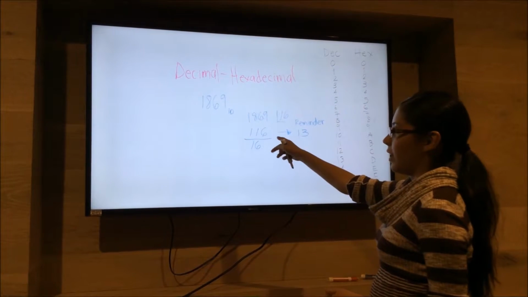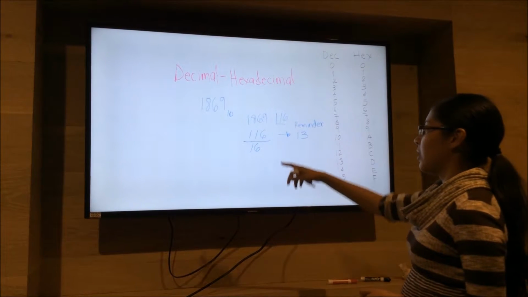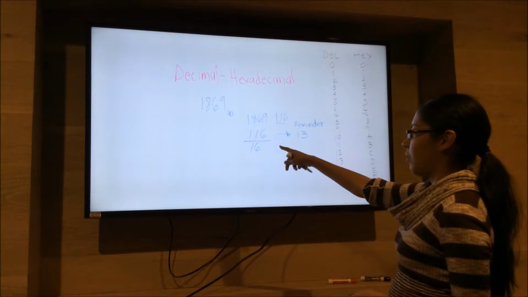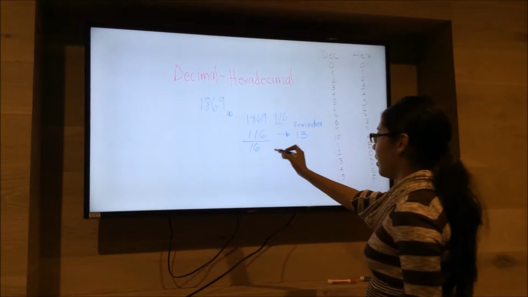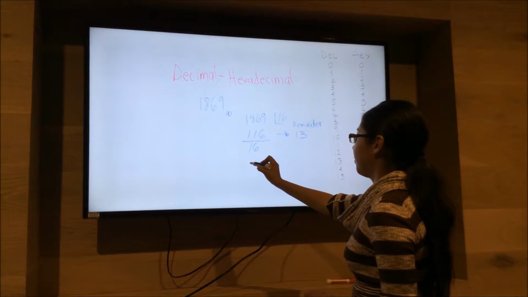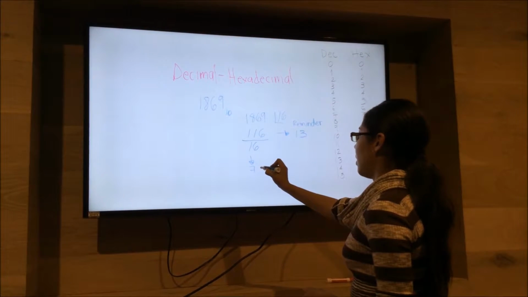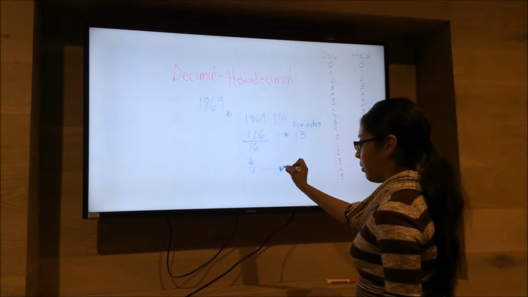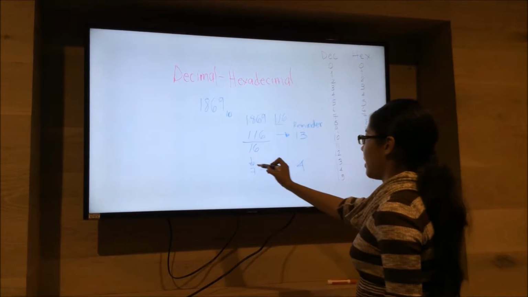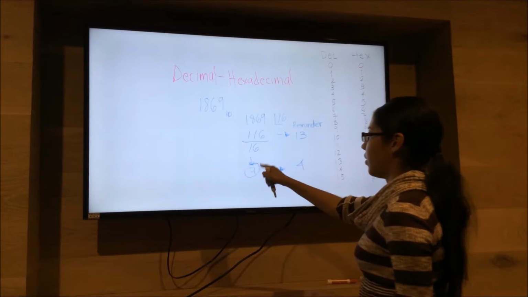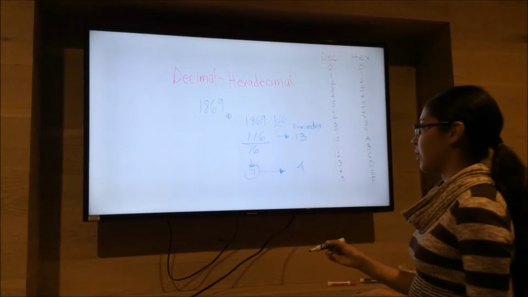Then we're going to divide our quotient by our base, that is 16. So 116 divided by 16 will give us 7. And as a remainder, we will have the number 4. In this case, our quotient is smaller than 16. So here the process ends.